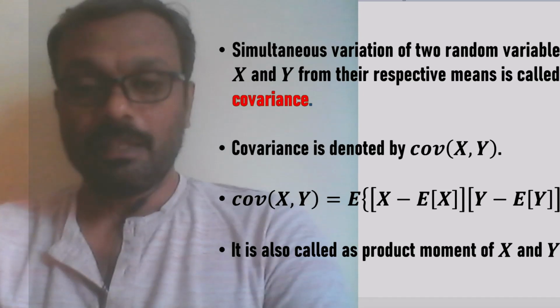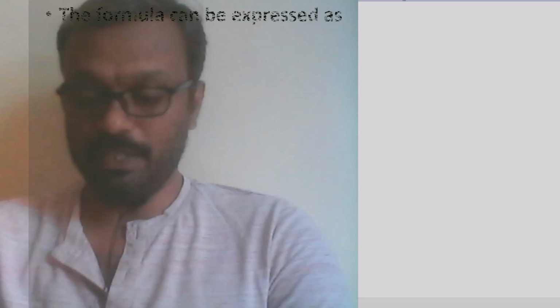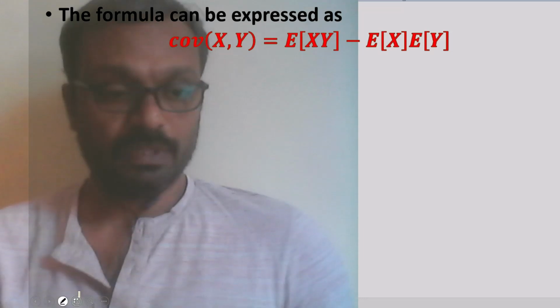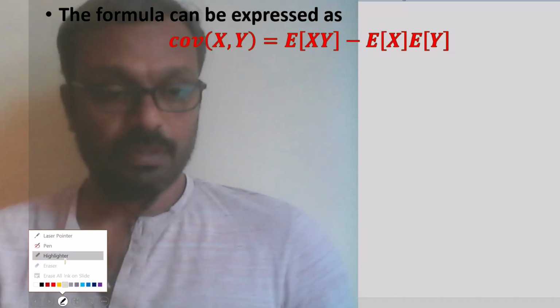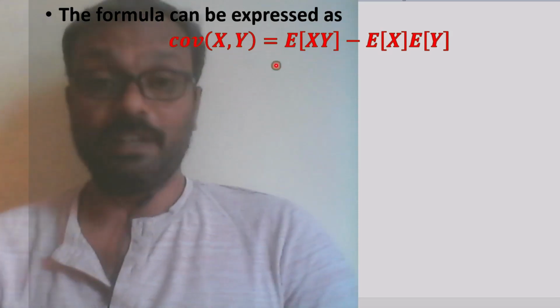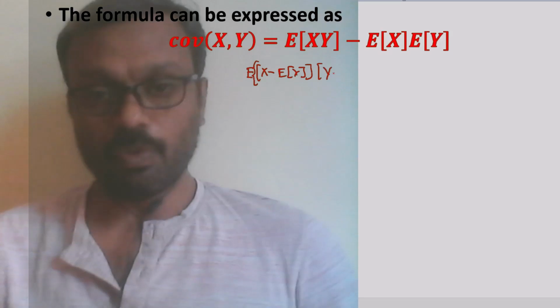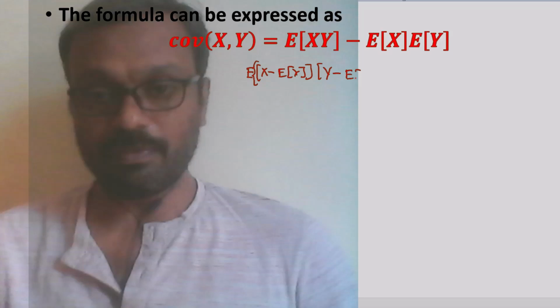Now let us discuss the formula for covariance under various cases. In general, this is a formula that is on simplifying. What we had is expectation of x minus E of x into y minus E of y. This is what we took as the formula for covariance.